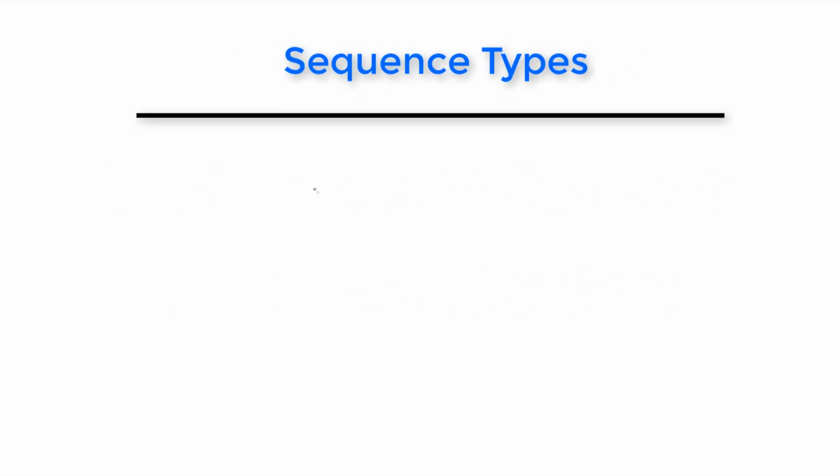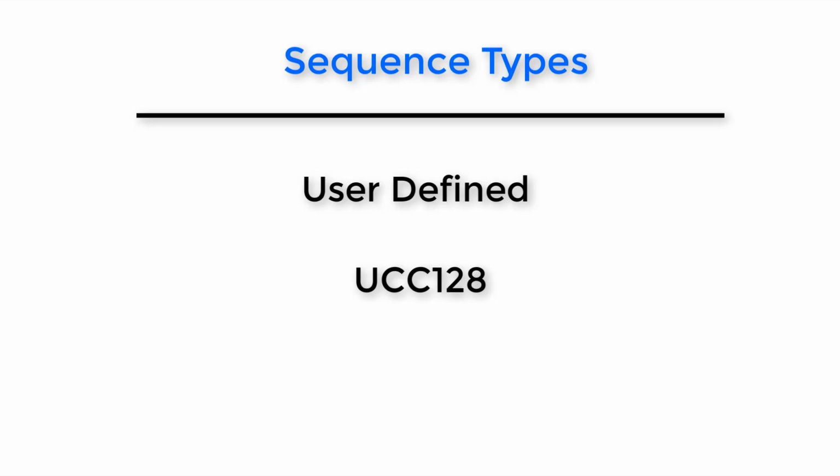There are a couple different types of sequences available. User-defined. This type is used for order numbers, invoice numbers, and more. There's UCC 128. This type is used for carton and pallet labels. Anything UCC related. And lastly, there is VICS 17. It's specifically designed for bill of lading.